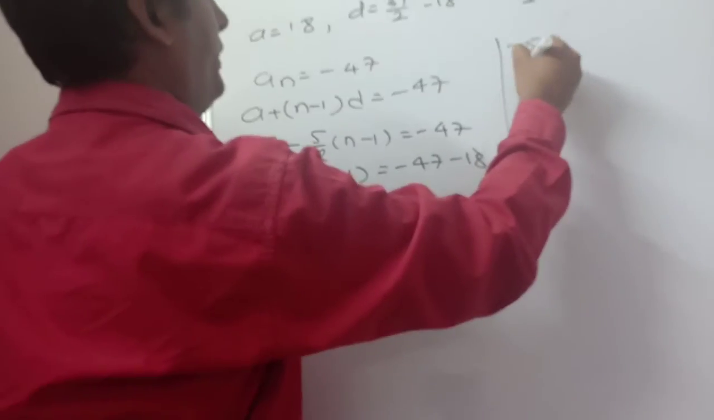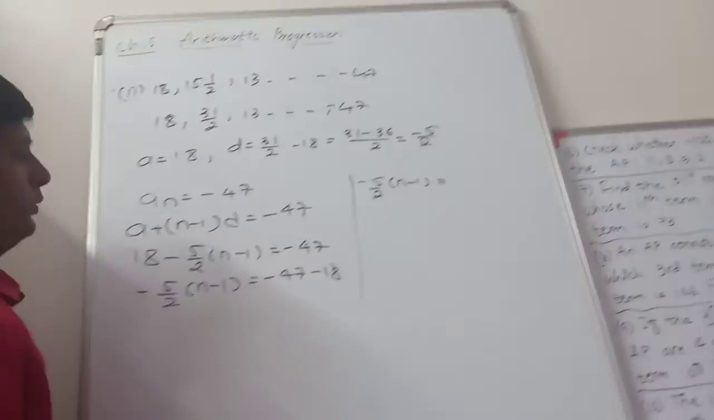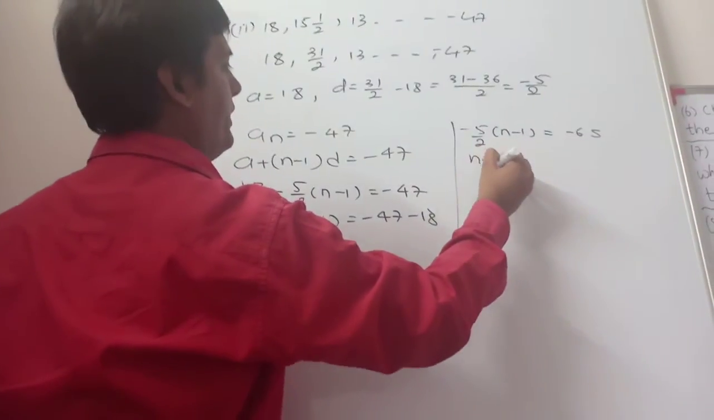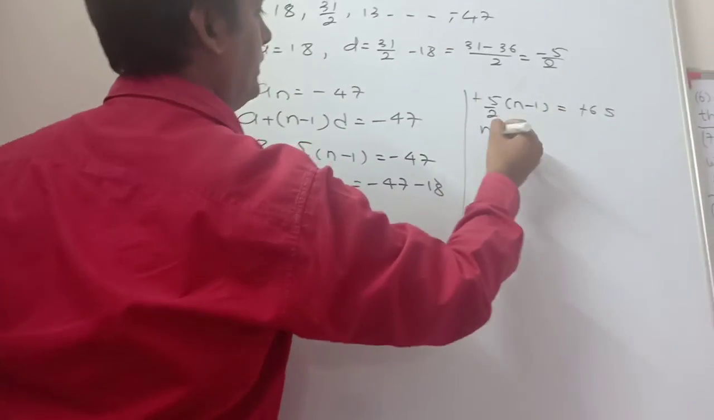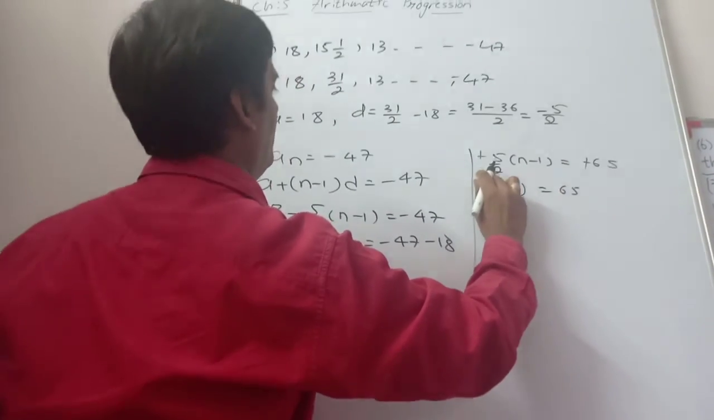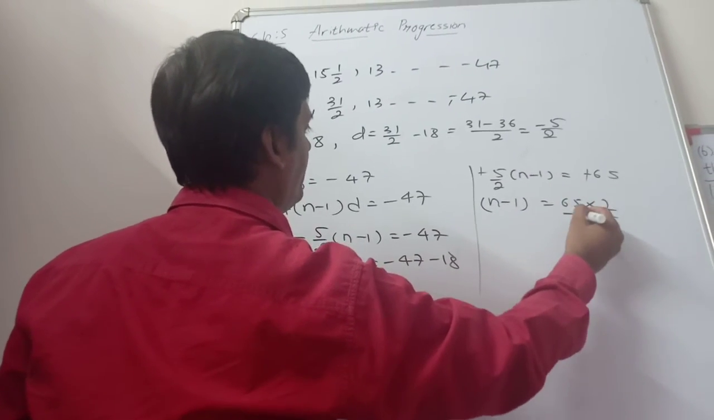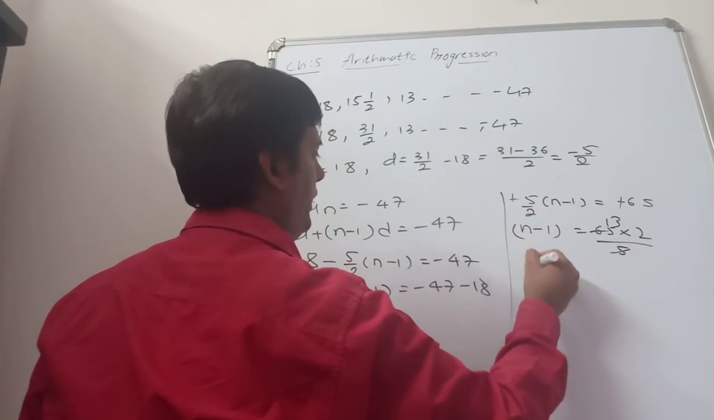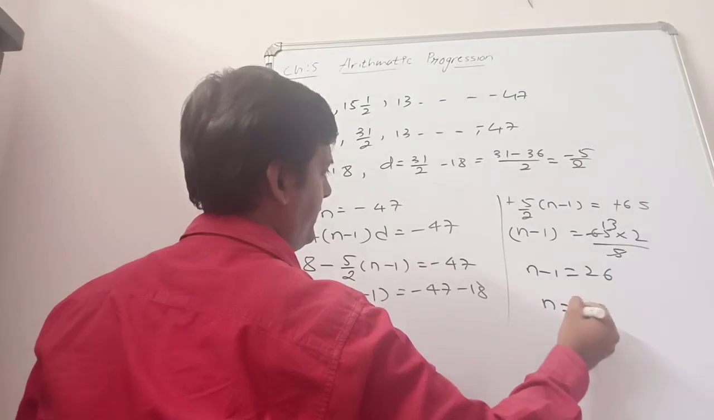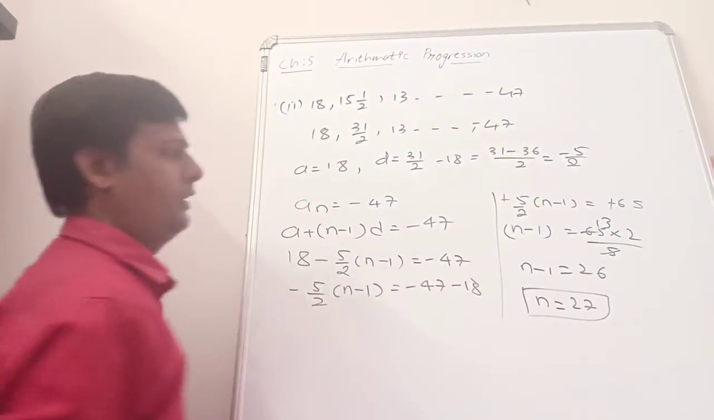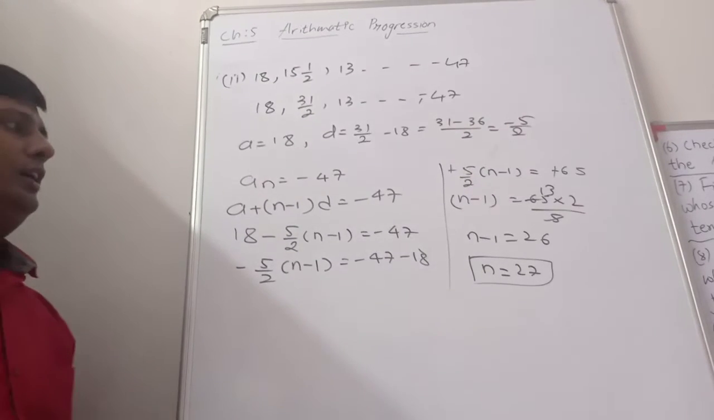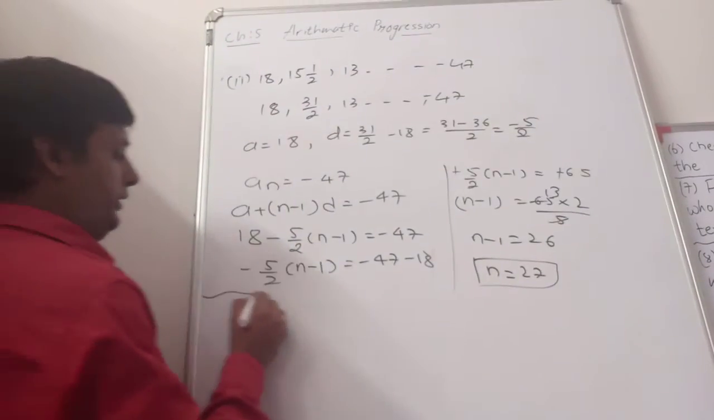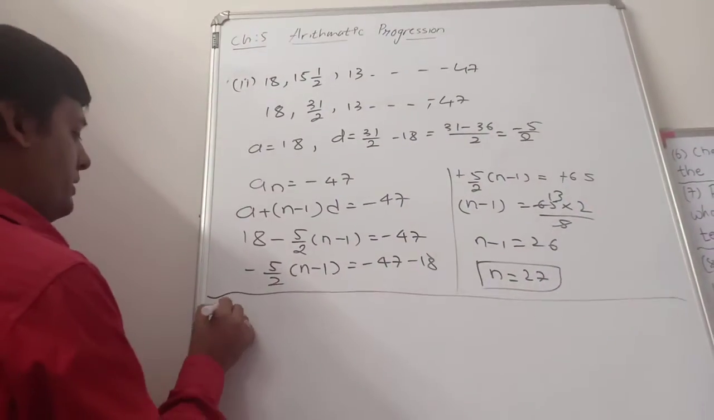So here, minus 5 by 2 into n minus 1 is equal to 15. 1 carry forward, 65 minus. So n minus 1, minus minus plus, n minus 1 is equal to 65. Denominator becomes numerator and numerator becomes denominator, cut it, 13. So n minus 1 is equal to 26, so n is equal to 27. Clear? So this one has 27 terms, and the last term becomes minus 47. Understand? Okay. Now question number 6.